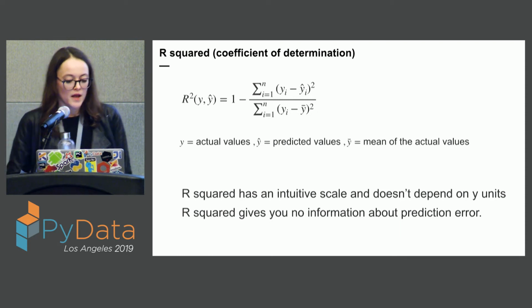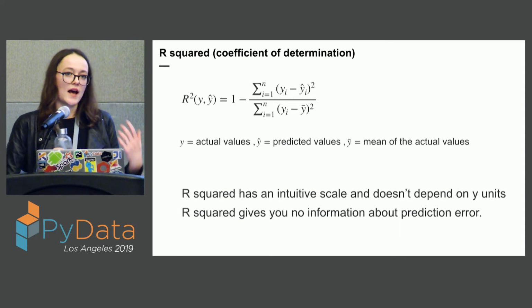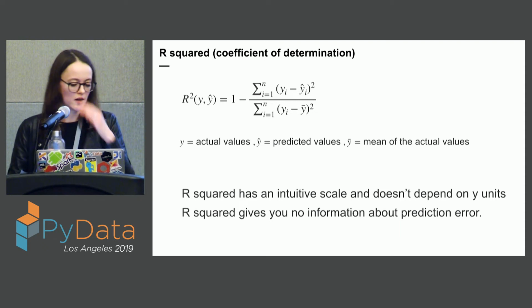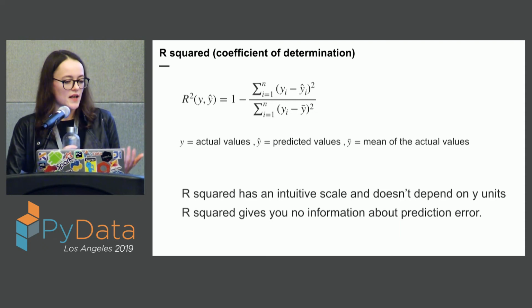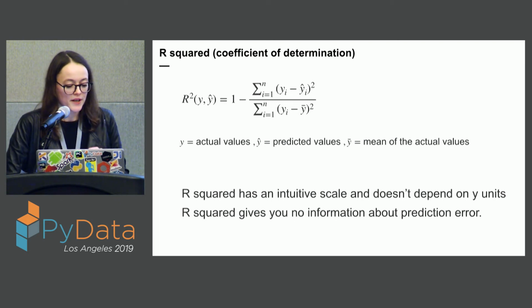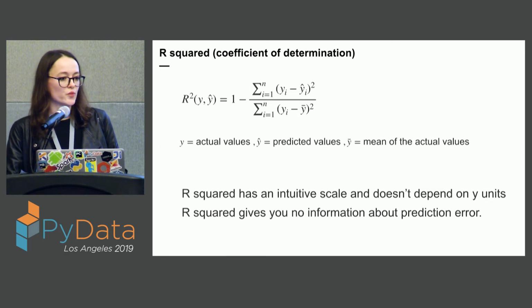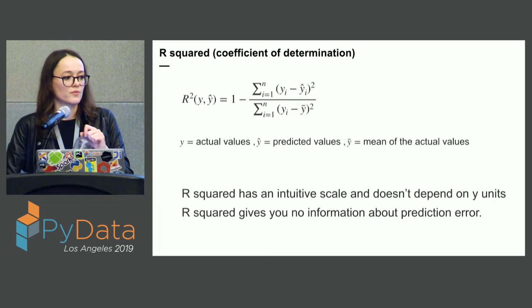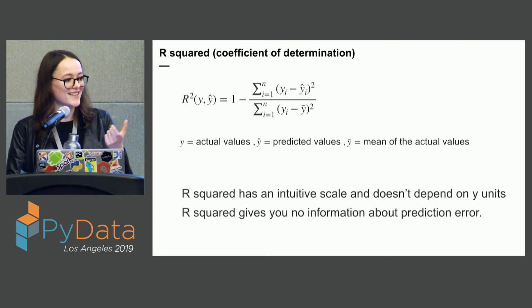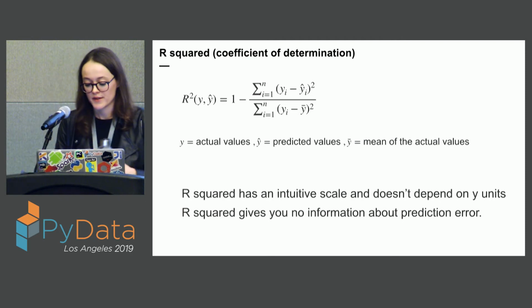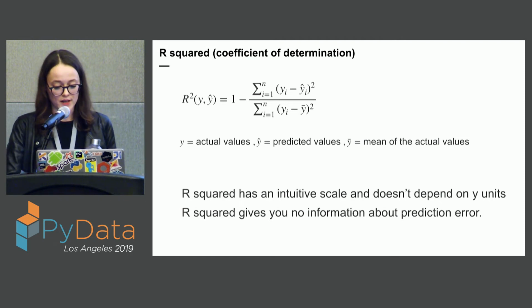The good thing about it is that it has an intuitive scale similar to accuracy, kind of like a percentage value. And it does not depend on the units, whether it's prices, distance, whatever it is, it doesn't matter. But it also doesn't give you any information about the predictive error. For example, if it's prices, your stakeholders probably care about how many exactly dollars this is going to be and what's the prediction error. But there are metrics, of course, that are going to help you with that.